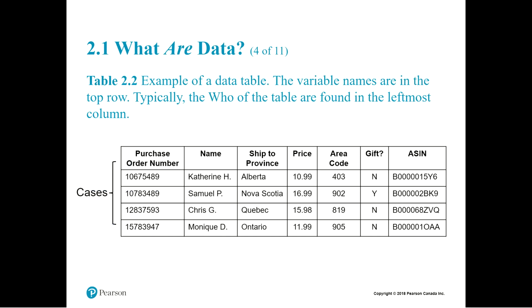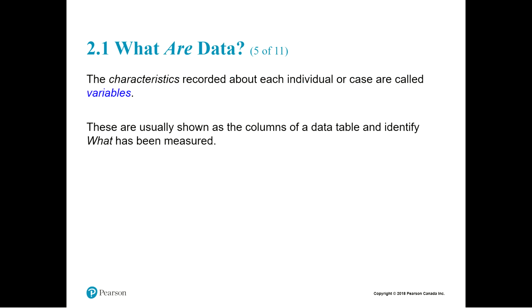Here is another table, a data table. The variable names are in the top row. Typically, the who of the table are found in the leftmost column, right? So the characteristics recorded above about each individual or case are called variables. The exercise that you did the other day has to do with variables, height, siblings, such information. These are usually shown as the columns of a data table and identify what has been measured.